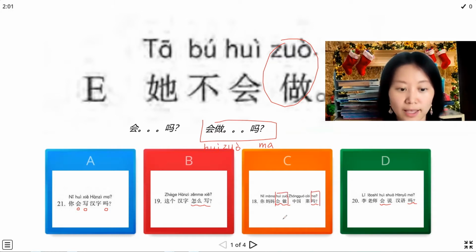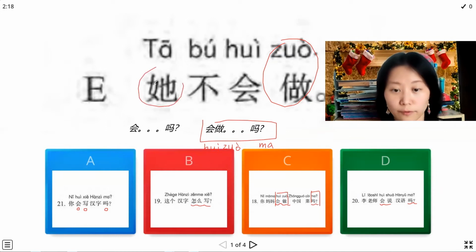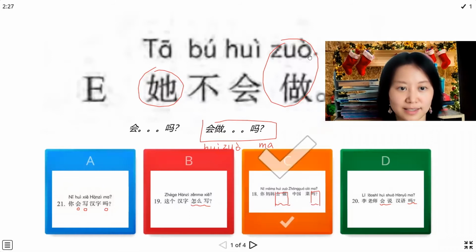This dialogue is 你妈妈会做中国菜吗? Can your mother cook Chinese food? That is the question. The answer uses the female 她: 她不会做. So the correct answer we choose is C.